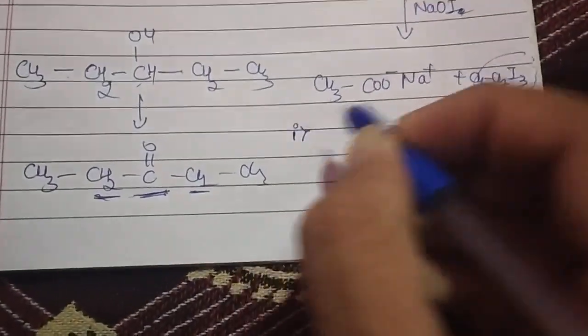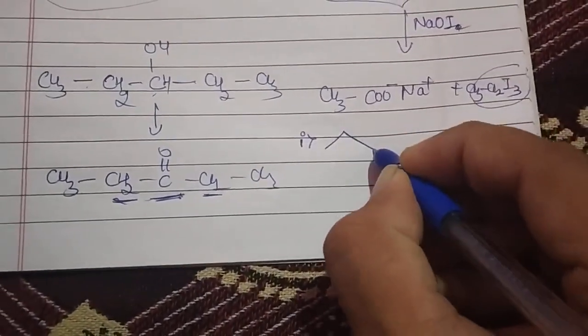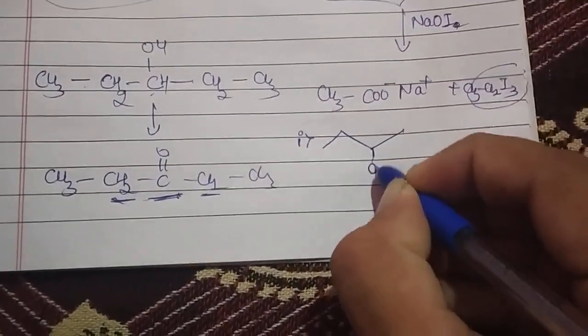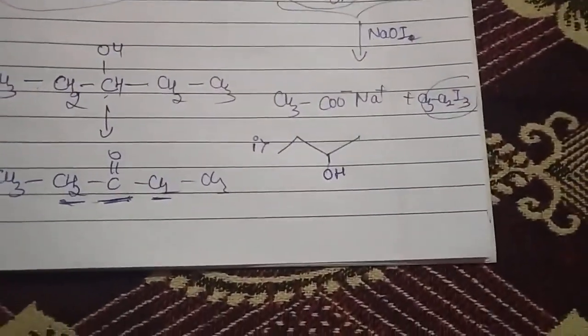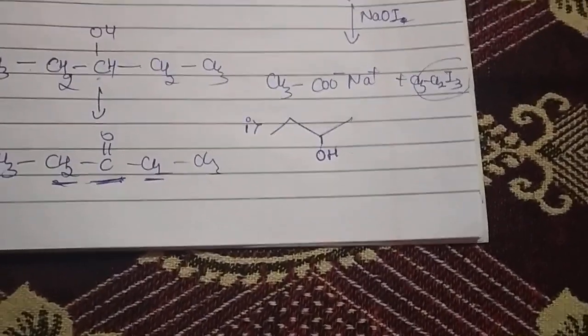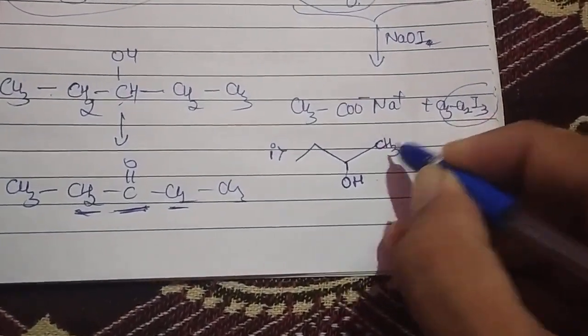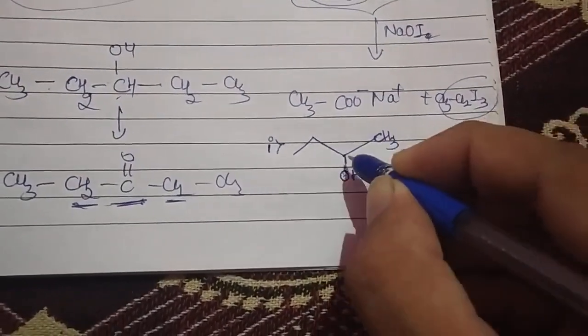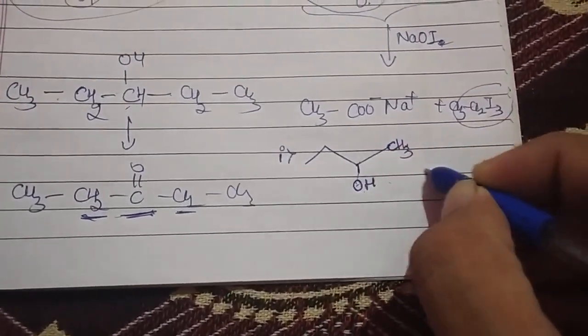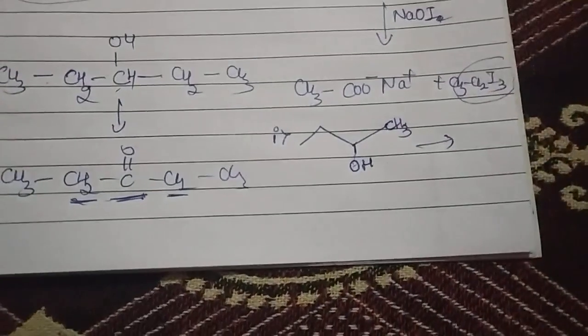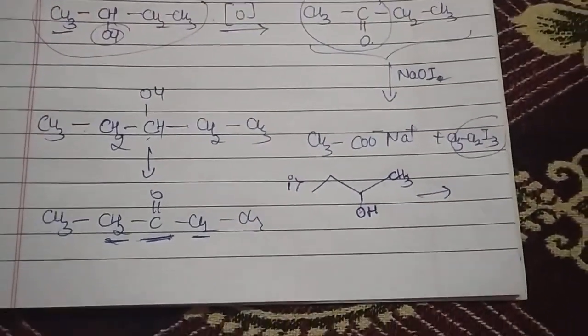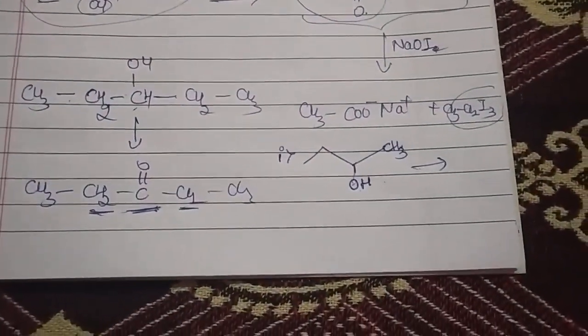My first question to you: whether this compound can undergo haloform reaction. Yes, of course. Why? It is a methyl ketone, so it is having COCH3. So this compound will undergo the haloform reaction to form the corresponding carboxylate ion and a haloform.